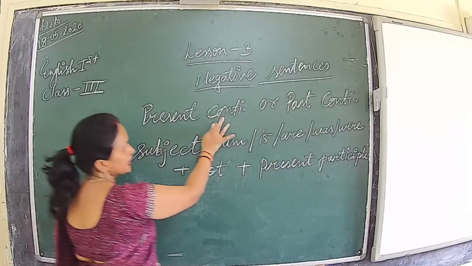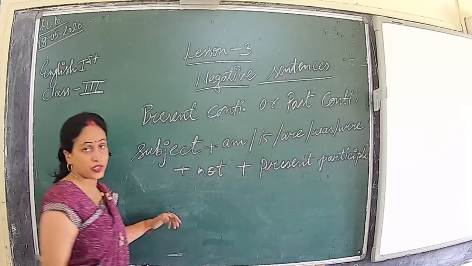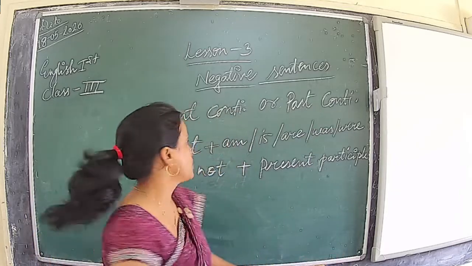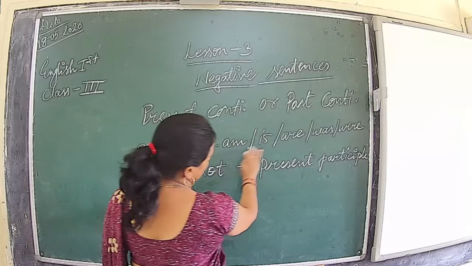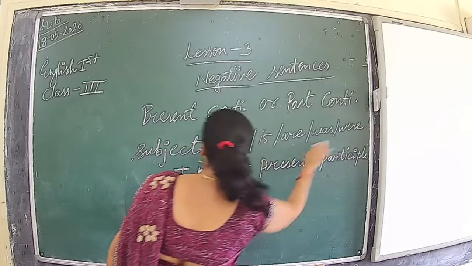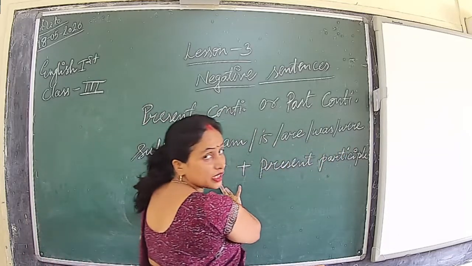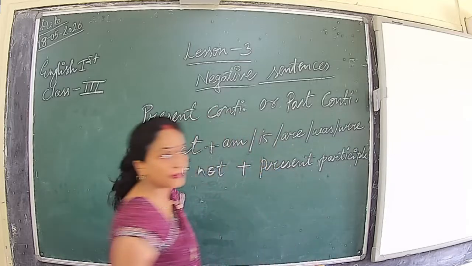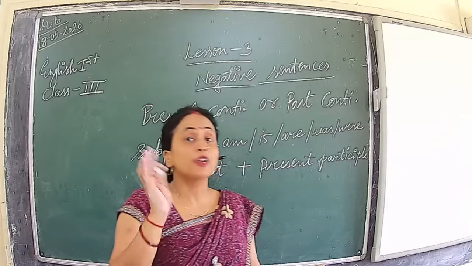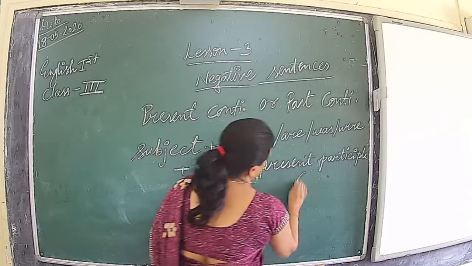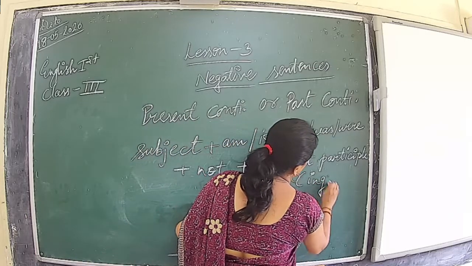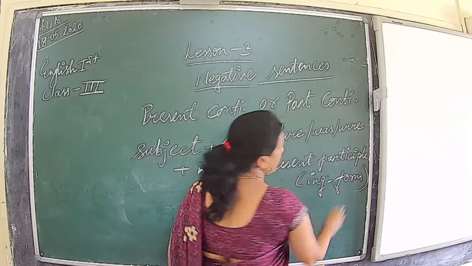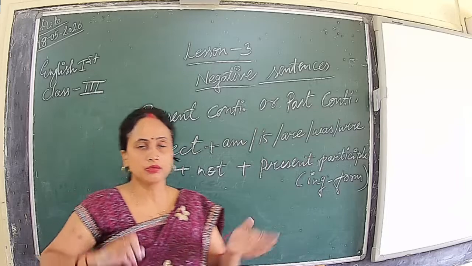When we are changing present continuous or past continuous, what do we have to do? We have to use subject plus am, is, are, was, were, plus not, plus present participle. What is present participle? It is the ing form, no? Present participle is the ing form. Now this is the rule.